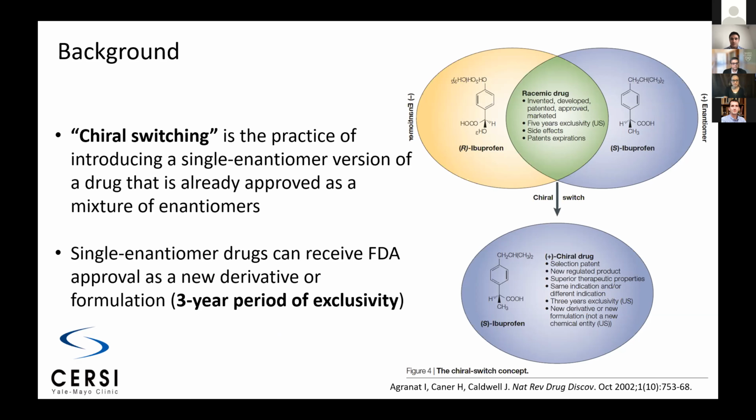The introduction of these single enantiomer drugs is often timed to coincide with the generic version of the racemic becoming available, making chiral switching a potential means for drug manufacturers to extend market exclusivity on an existing product. Next slide, please.